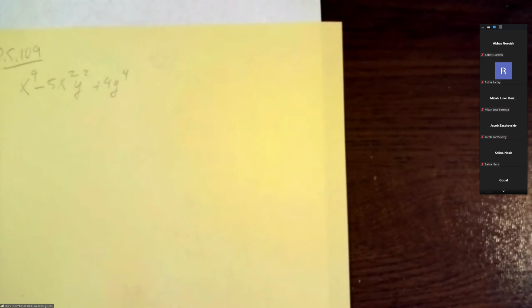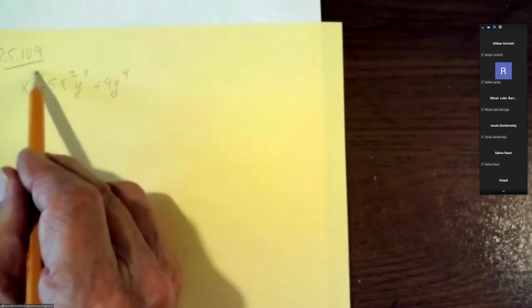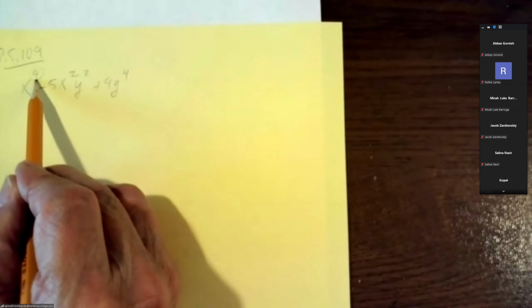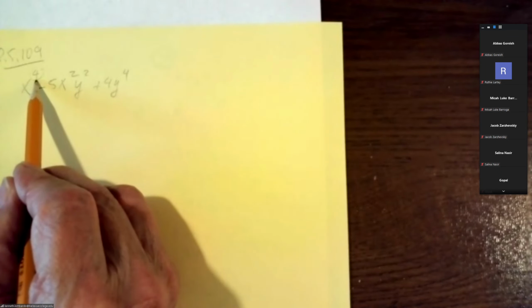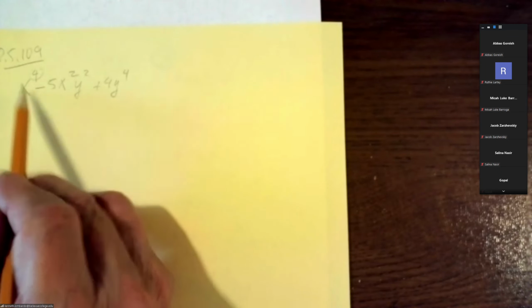Let me see what they're asking for here. See how they phrase it. P5. Just factor completely. Okay, so we want to factor this thing. And what's causing us the issue, I suppose, is the fact that we've got an x to the 4th here. I guess a couple ways we could think about it.